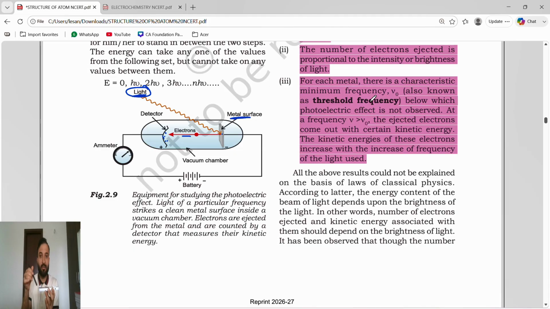So what do we have to do, guys? We have to apply a frequency which is equal to the minimum frequency or more than the minimum frequency. Then only will the electron eject from the metal surface. Understand? That frequency we have to apply is the threshold frequency. If any frequency you give is less than the threshold frequency, that is, less than the minimum frequency, the electron will not leave the metal surface. Then no current will flow.